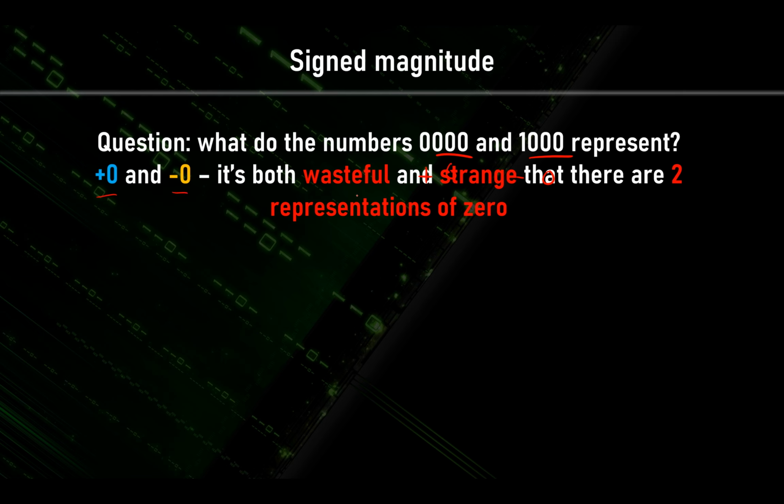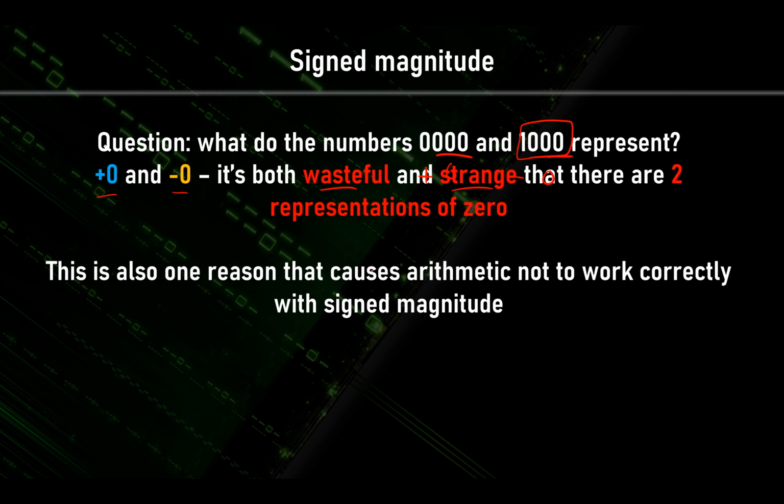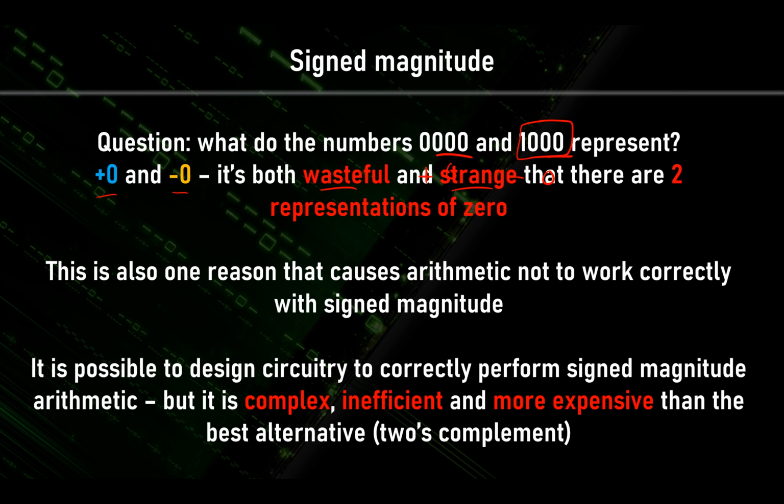Now, one of those is going to be wasteful, because that bit pattern could be used for something else. And it's also quite strange that there's going to be 2 representations of 0. So this is actually one of the reasons that causes the arithmetic not to work that well with sign magnitude.